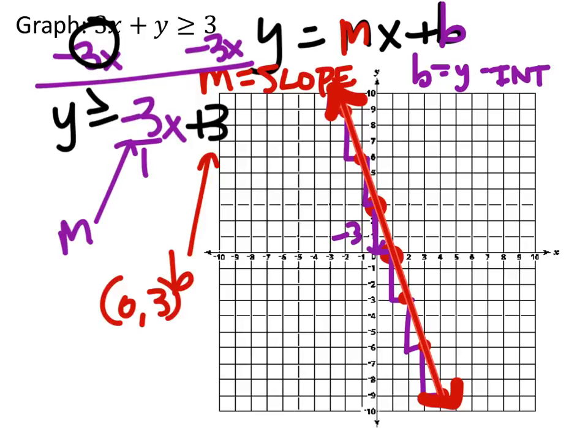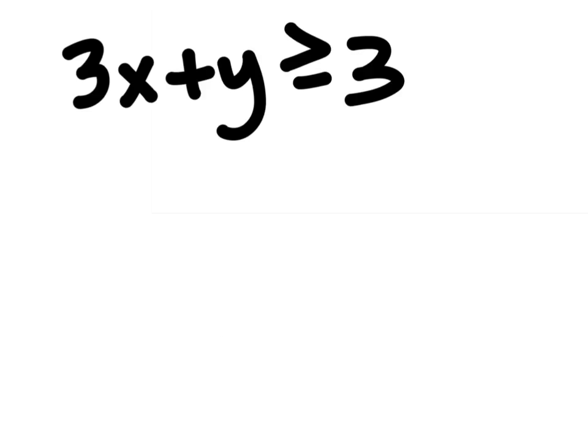So we're not finished though. We've got to now test a point. So what point would we want to test? We discussed this in class. The best one to test is 0, 0, because it can easily be found if it would give us a true statement, okay? Now if it's true, then we're going to shade that side of the line. If it's false, then we're going to shade the other side of the line. So let's go ahead and give ourselves some space here, but we're going to need that inequality.